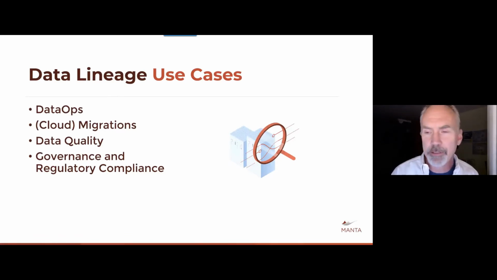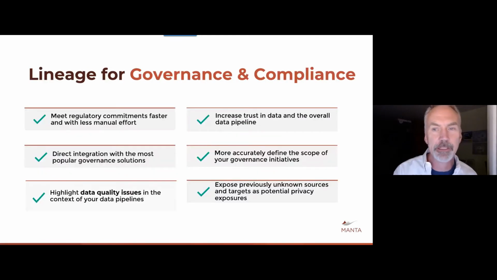And for data quality, it's often about trying to actually see how data quality problems pop up within the lineage infrastructure. What we really want to focus on here is governance and regulatory compliance. So let's dive deeper into specific aspects of this use case that is driving the need for lineage.